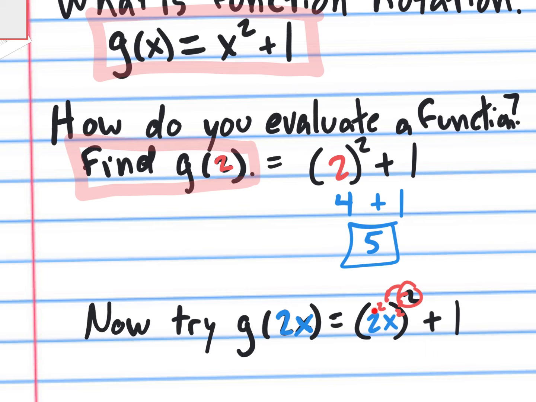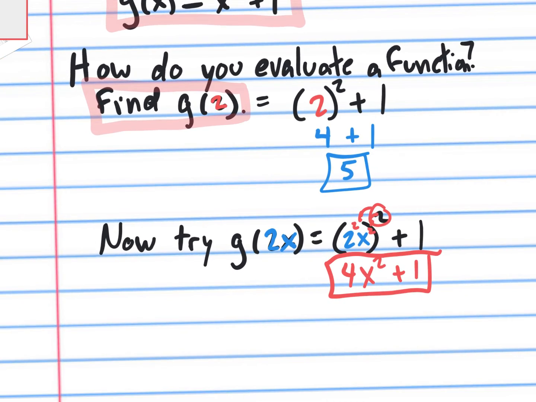Anyway, 2 squared, x squared, what do we end up with? 4x squared. 4x squared with a plus 1. You cannot add 1. That's your final answer. You're done. There's your answer to g of 2x. That's still Algebra 1 stuff. We're still not in the entertaining section yet.